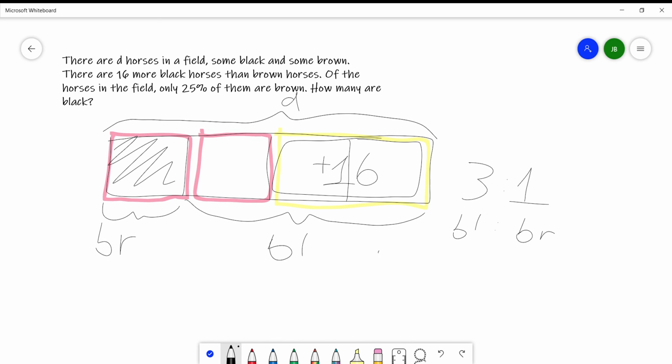So if 1 unit is 8, I just count how many units I have for black, and we already established that it's 3. So we have 8 plus 8 plus 8, or 8 times 3, 24 black horses. Actually, before I started this video, I should have checked my solution to make sure I was correct. I am pretty sure I am correct anyway. 24 is in the answer key as well.